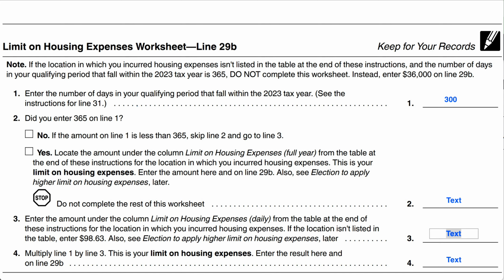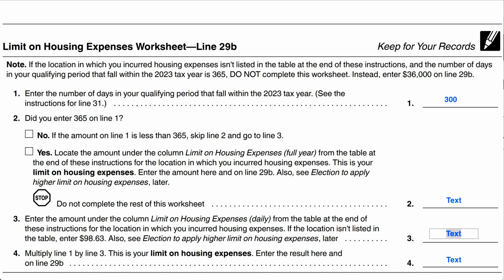As you're going through the tax form, you're going to have to refer to this worksheet so that you know what to put into that line. It's pretty straightforward, but let's walk through this. In line 1, you're going to enter the number of days that you lived in the country or locality specifically during your qualifying period. So this is the number of days that you lived in that area during the tax year.